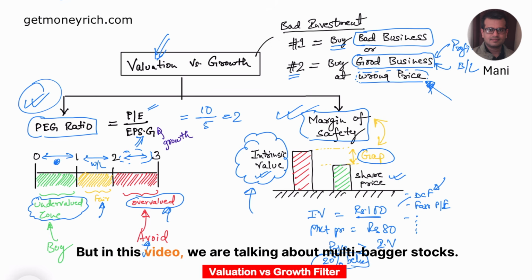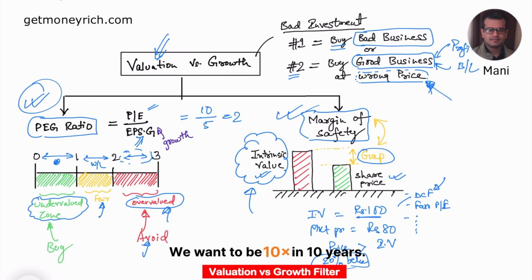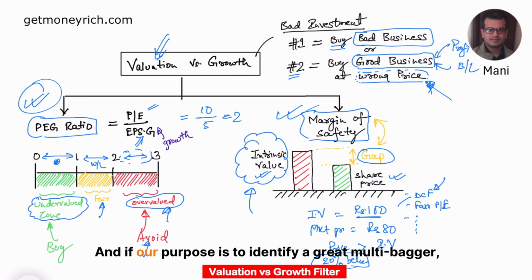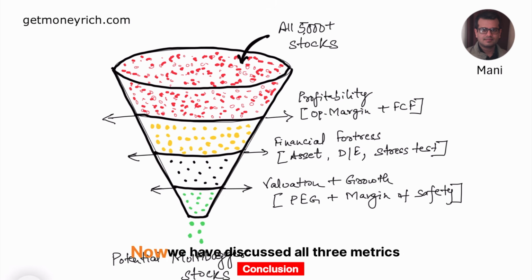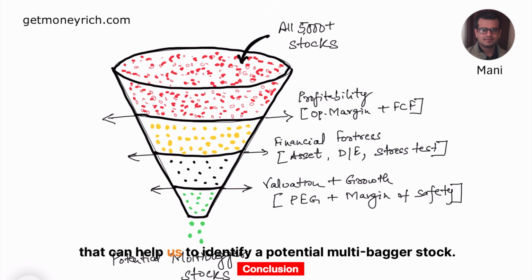But in this video, we are talking about multi-bagger stocks. We want to be 10x in 10 years. And if our purpose is to identify a great multi-bagger, we must pass through the intrinsic value step for sure. The bigger the margin of safety, the more assured it is that your stock can convert into a multi-bagger stock in times to come. Now we have discussed all three metrics that can help us identify a potential multi-bagger stock.